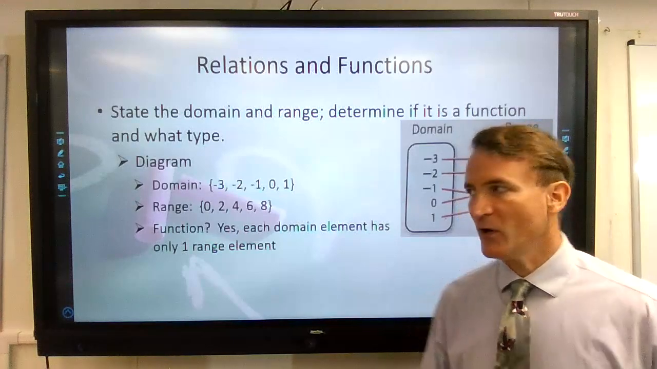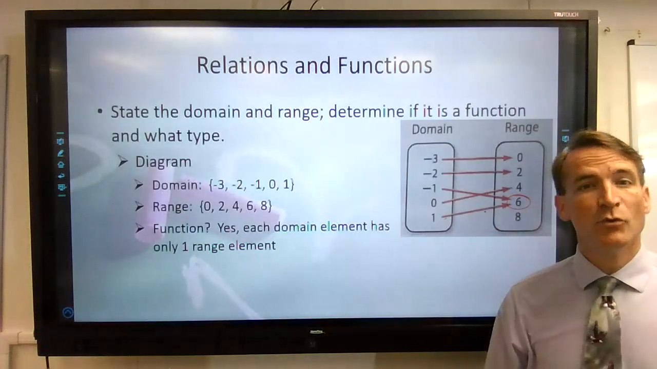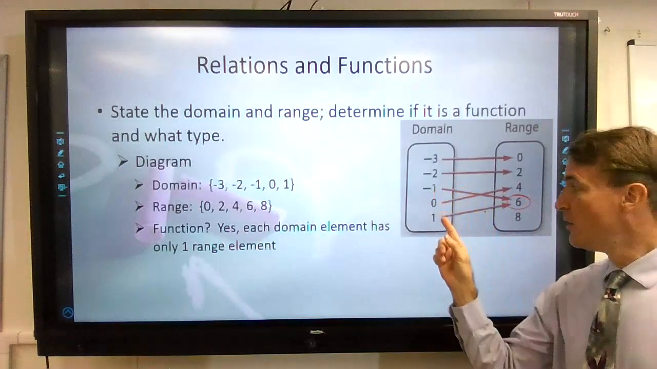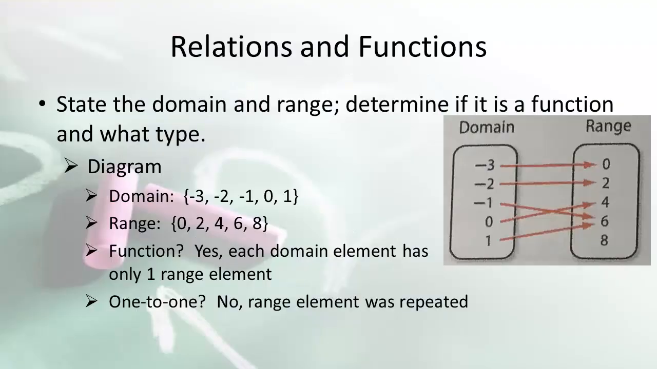I only get one x value. If we look over here at 6 on my y, you will notice that it came from either a -1 or a +1 on my x. So it does not have a one-to-one relation.